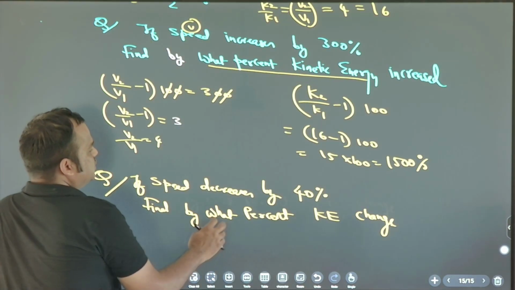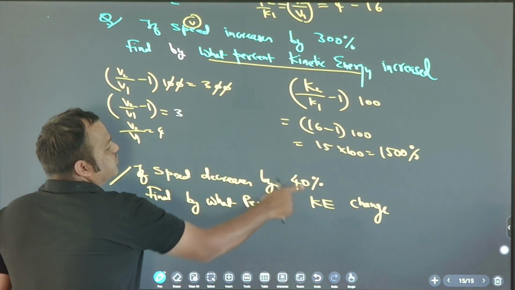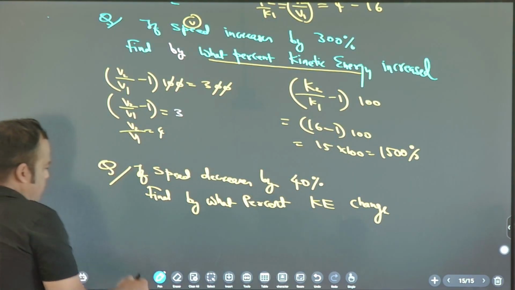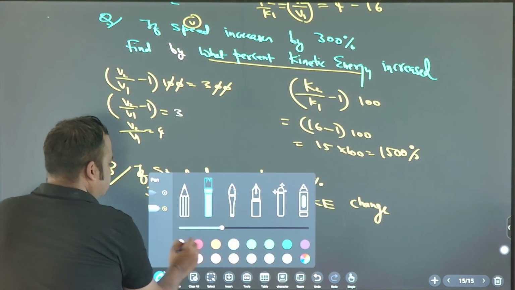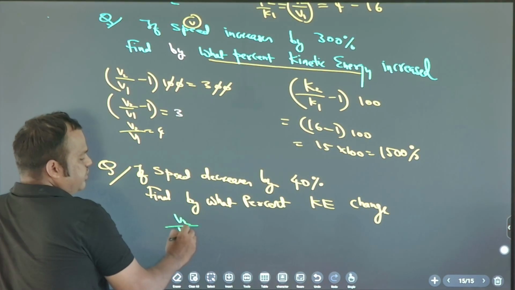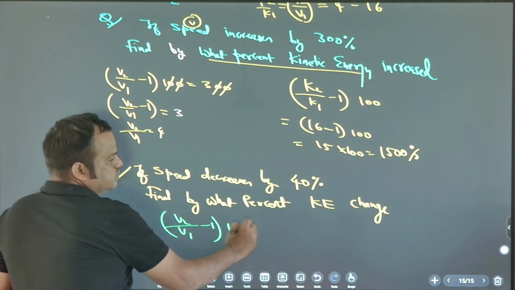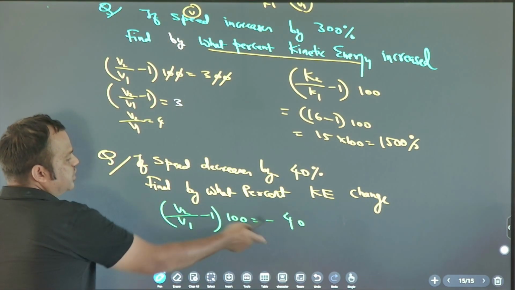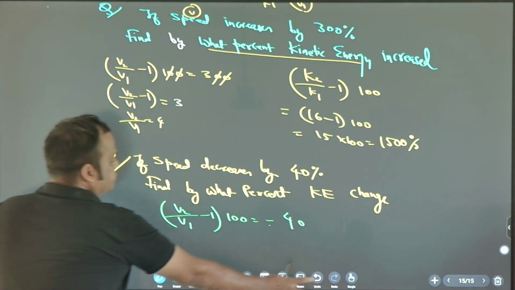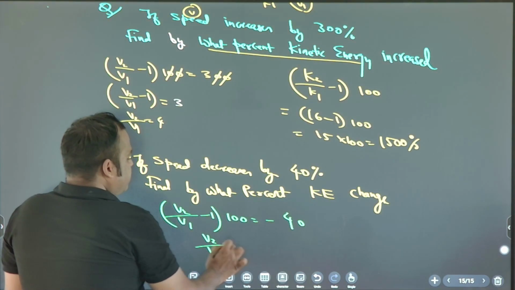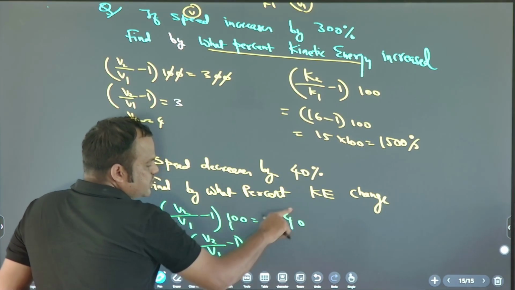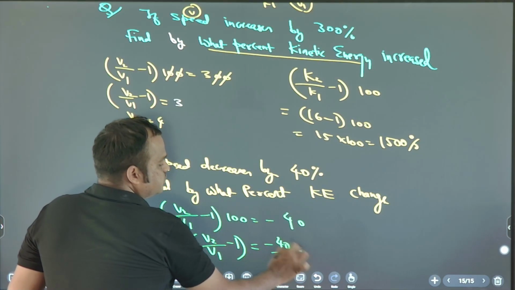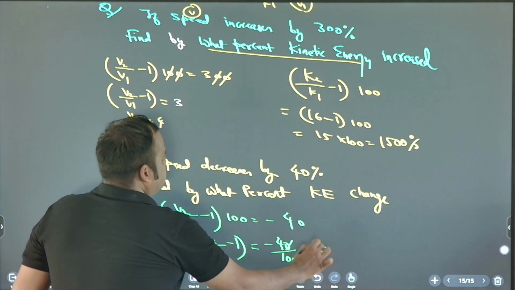So how will you solve this? The percentage is negative, remember. Speed decreasing, so negative. So what do you take? V2 by V1 minus 1 into 100 is minus 40. So V2 by V1 minus 1 is equal to, take 100 to the right side, minus 40 by 100. How much? Minus 0.4.